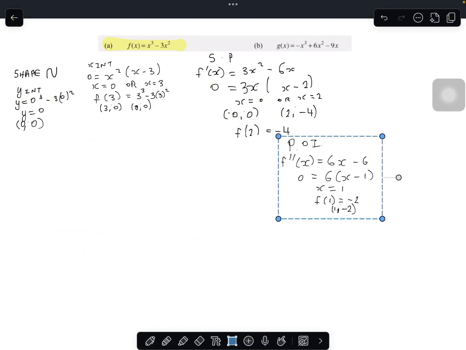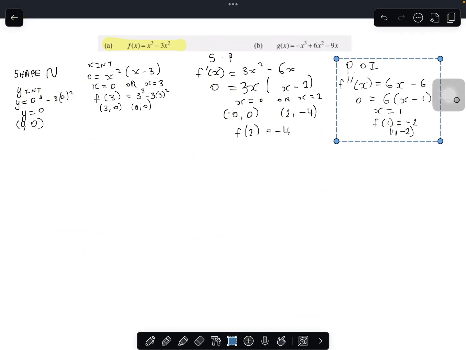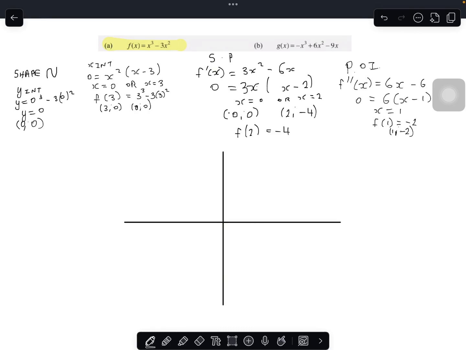We now have all our points needed to draw this. Let's draw our axes. Right? So what are our key points? So we have 0, 0. That's a point. Another x-intercept is going to be 3 and 0. Another point we're going to have for our stationary point is 0 and 0.